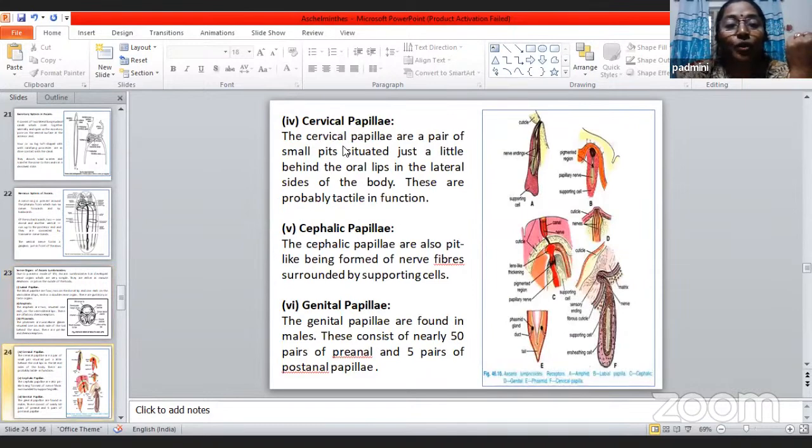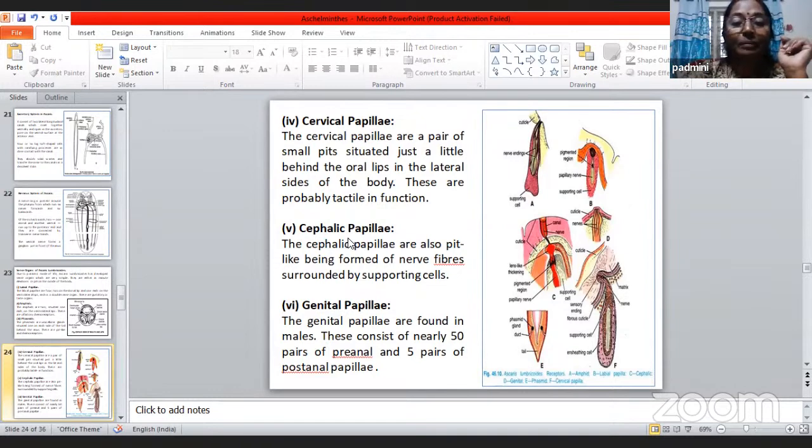So that is the sense organs. And you have some more: cervical papillae, a pair of small pits situated just behind the oral lips. Just behind the oral lips, you have cervical papillae. These are probably tactile in function. What do you mean by tactile in function? Touch sensitive. Touch sensitive is tactile in function.